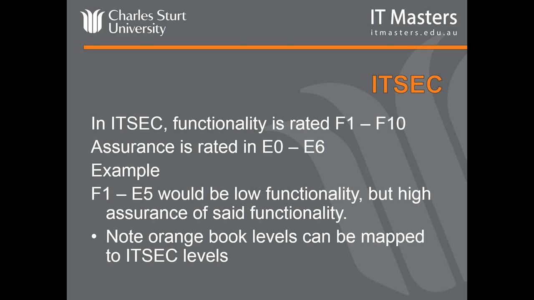So, ITSEC, we have F1 to F10, and assurance levels E0 to E6. Functionality is our first part. We have to be able to say what we actually do. So, F1 E5 is low functionality, but high assurance of said functionality. Doesn't really give us much. So, we can say, we have a firewall that doesn't block much, but it doesn't block much really well. So we need to understand how these things map together.